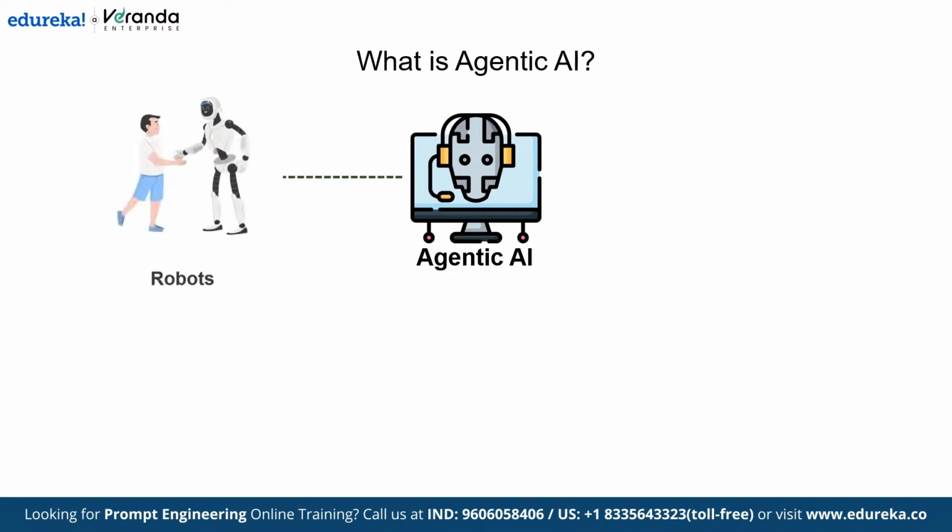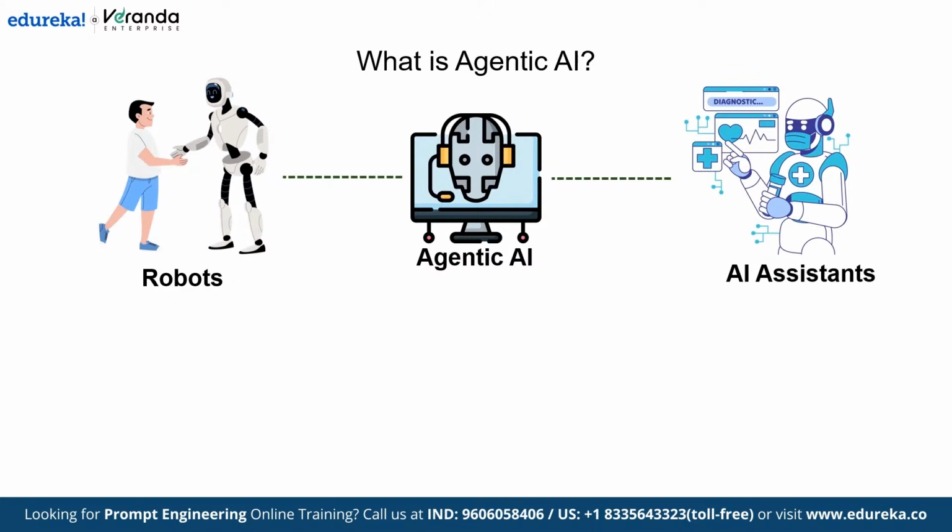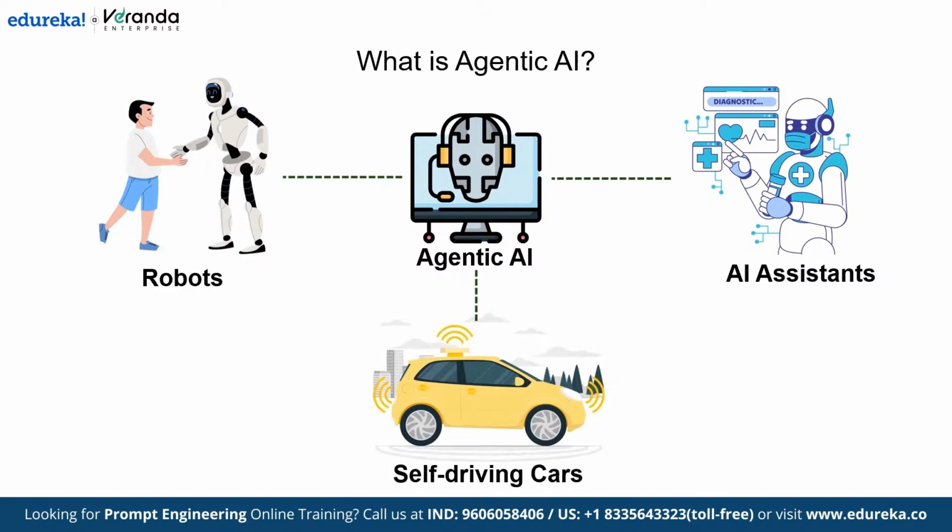Real-world examples include autonomous robots, which navigate and complete tasks on their own, AI-driven personal assistants, like those managing schedules, booking flights, and handling emails without human oversight. Even self-driving cars, which continuously assess their environment and make split-second driving decisions.